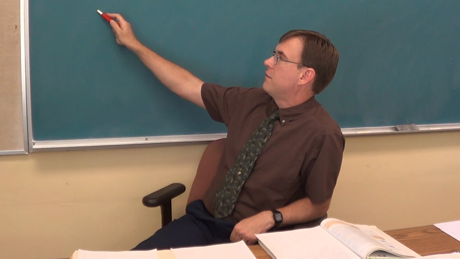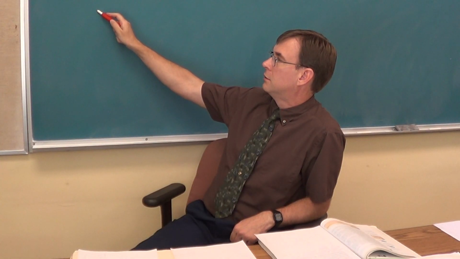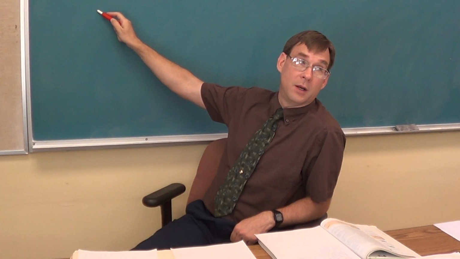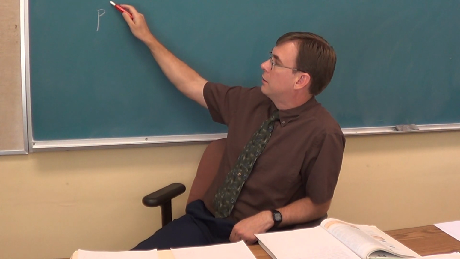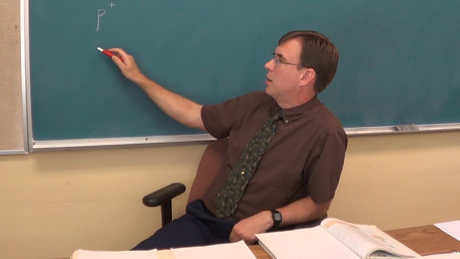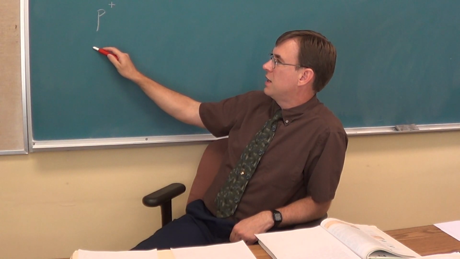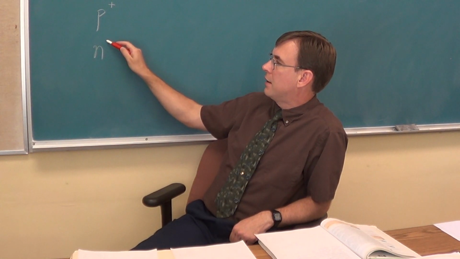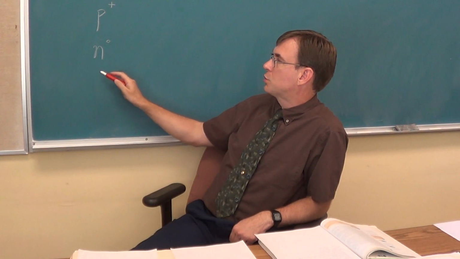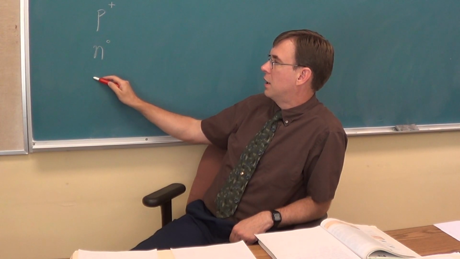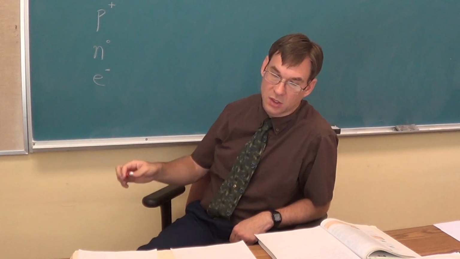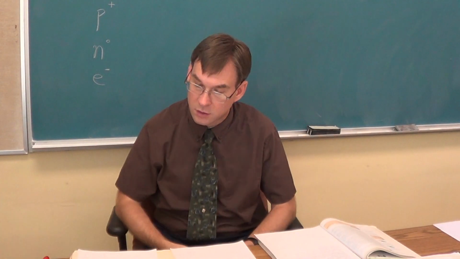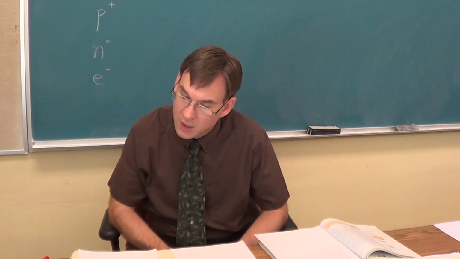So a handy abbreviation for proton. Anybody know? Or positive. Little p for proton. P with a plus, with a little plus in an exponent position. Neutron abbreviation. Little n, the zero exponent because it has no charge. Electron, E, little minus in the exponent position because that has a negative charge. So we're up to 6.